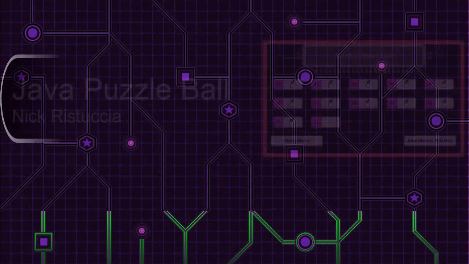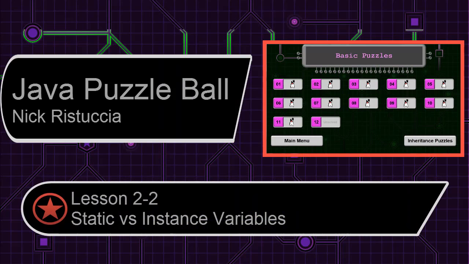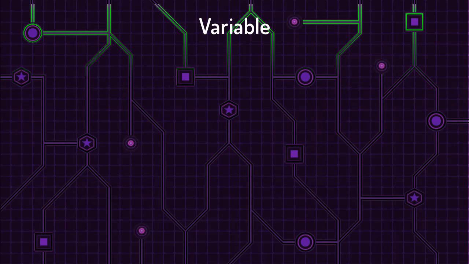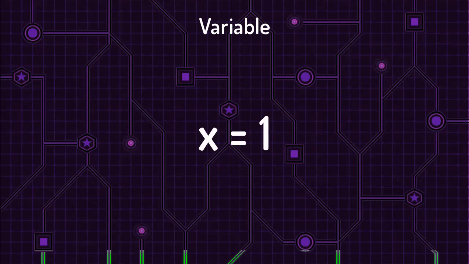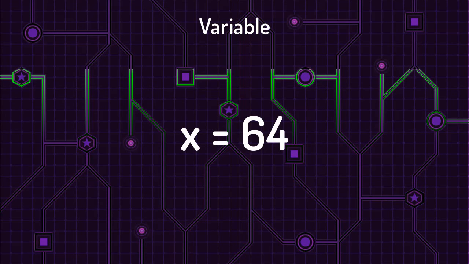Welcome back from playing Java Puzzle Ball. In Lesson 2-2, we'll go over some of your observations you may have made while playing and discuss the differences between static and instance variables. We're going to be using the term variable. Like a variable in mathematics, a Java variable represents a value.